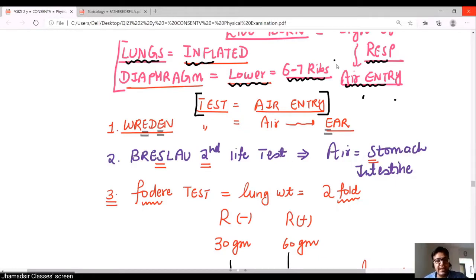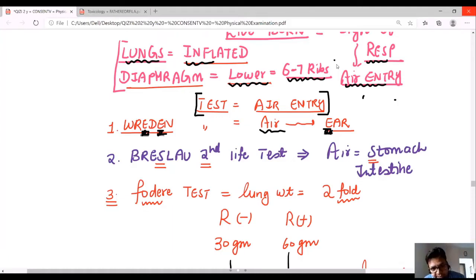See, Radine test. Doctor, how to remember? Radine has two E. It is air goes in ear. That's a very simple trick. Why does air go in the ear? When you respire, some amount of air from the trachea goes to the middle ear. This is known as Radine test. How to remember? Radine has 2E, air goes in ear. That is a test of live bone.